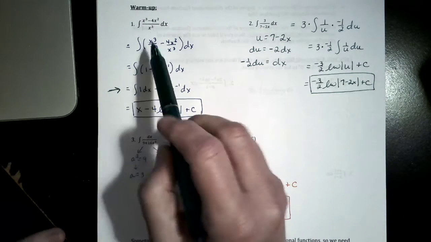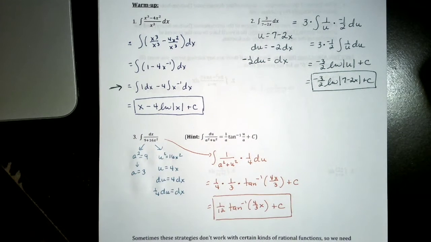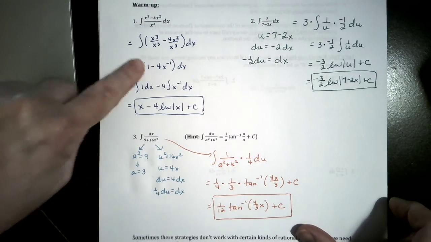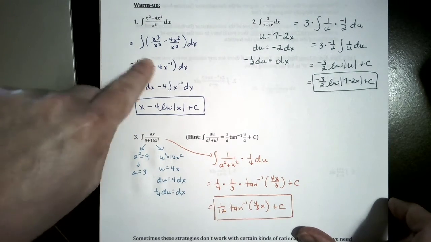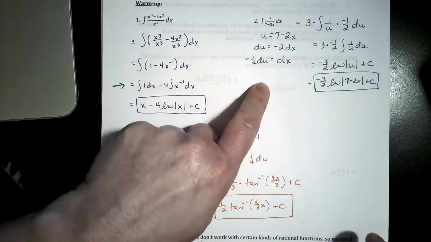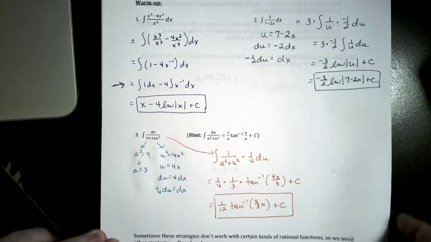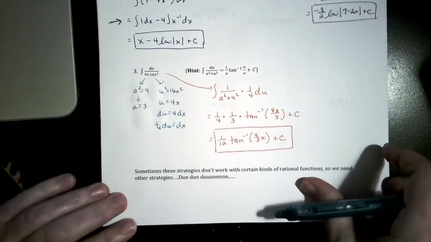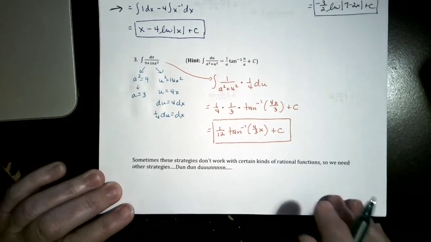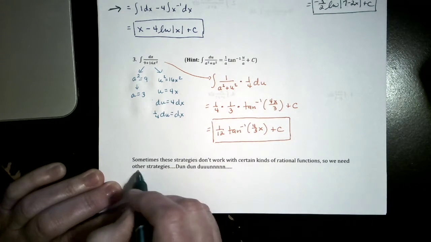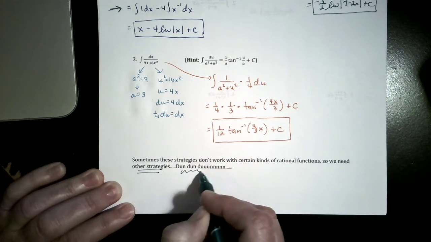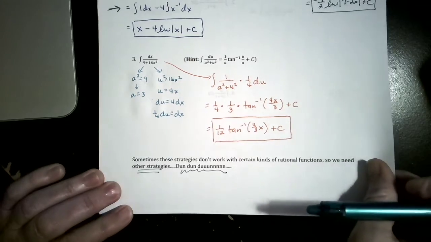Okay, so anytime you see these problems, when you have a numerator and a denominator, that's a rational function, and we have multiple strategies. We can do the division, split it up, and integrate each part. We can do a U substitution, or it may end up being either an inverse sine or an inverse tangent. But sometimes they don't work with certain rational functions, so we need other strategies. Dum dum dum. I'm not sure how you spell that. I actually spent like 5 minutes trying to figure out how to spell that.